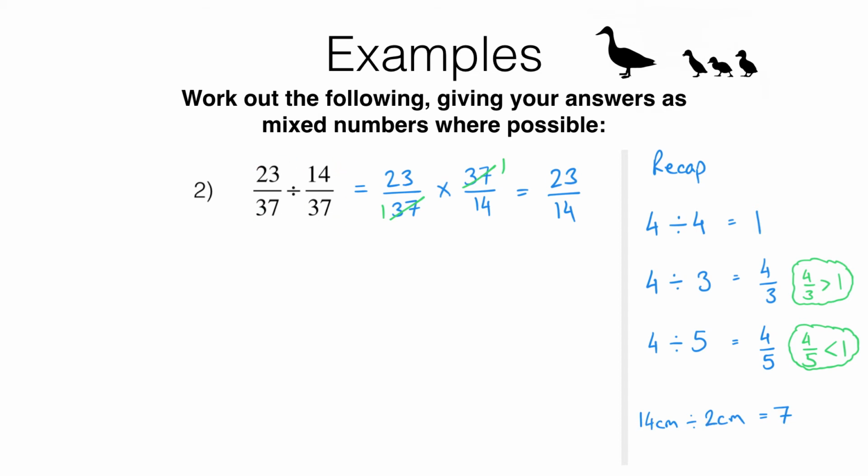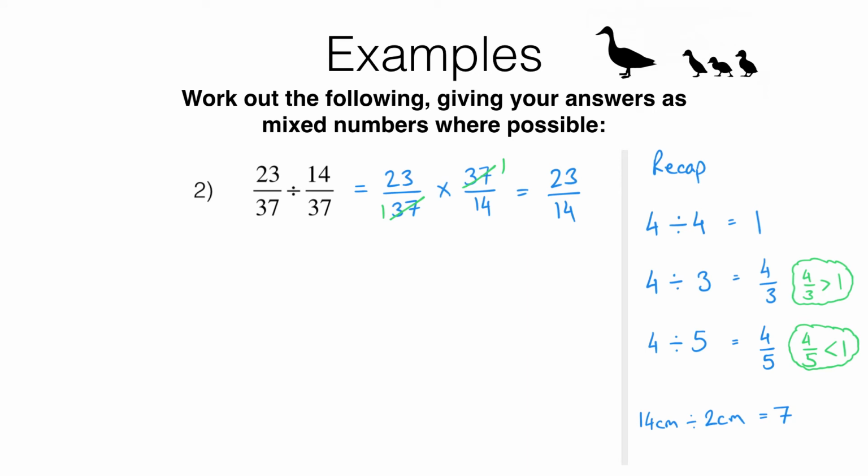In this question, we have 23/37 divided by 14/37. The 37ths effectively cancel out, and all we really need to do is 23 divided by 14. And 23 divided by 14 is simply 23/14. So if you get comfortable with this idea, you can actually go from here to here without even needing to do this working in the middle.